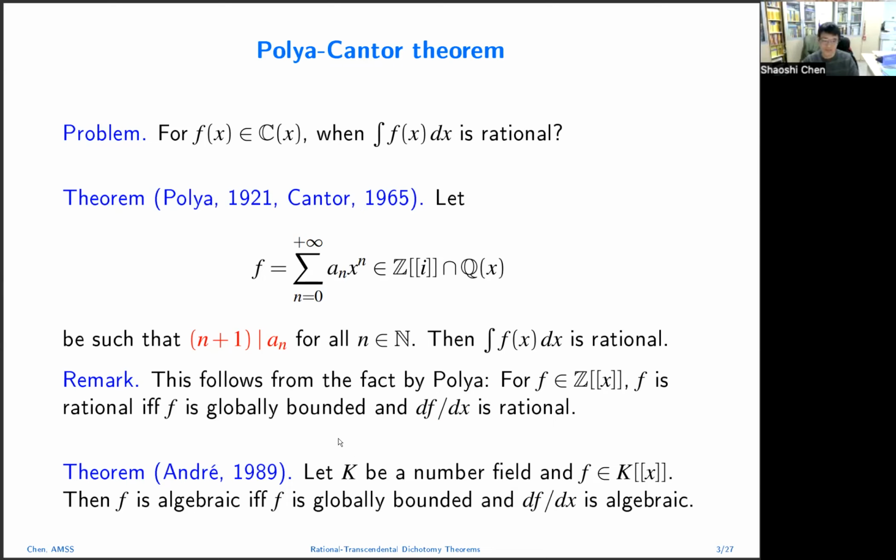And there's a stronger result, which is about algebraic functions. In general, the same: given an algebraic function, the integration of this may not be algebraic, and will become transcendental. And then there's also a result by Andre: by imposing some arithmetic condition, you can show this is algebraic. And you can enlarge the coefficients, with the coefficients taken from a number field, and then this Polya result can be extended to the algebraic case. This result is quite interesting.